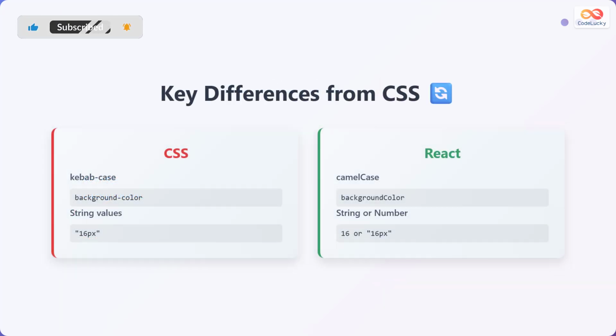It's important to understand the key differences between inline styles and traditional CSS. In CSS, you typically use kebab case for property names like background-color, and values are usually strings such as 16px. However, in React's inline styles, you use camel case for property names like backgroundColor, and values can be either strings like '16px' or numbers like 16. This distinction is crucial to avoid errors and ensure your styles are applied correctly.